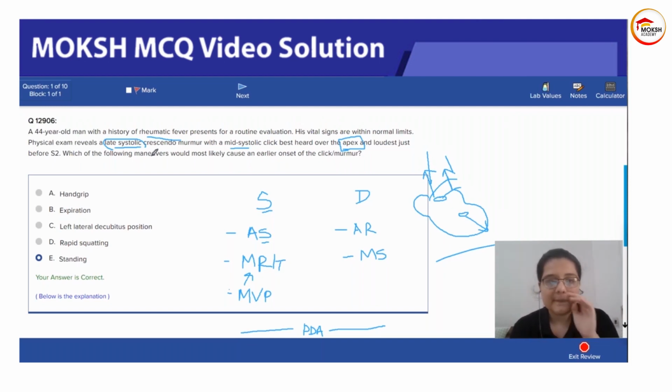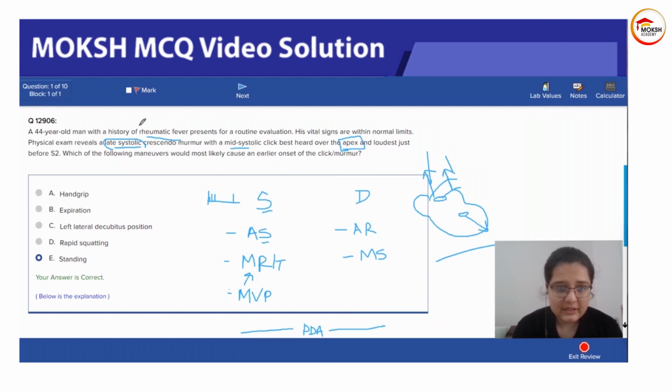So here, if the MR is mild, you'll see a late systolic crescendo murmur, and if the MR is severe, you'll see a holosystolic murmur. Okay, this is holosystolic, I'm sorry. Just imagine it is like continuous throughout. Okay, yeah.